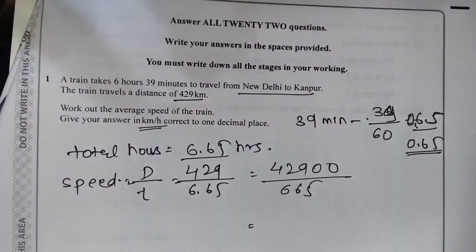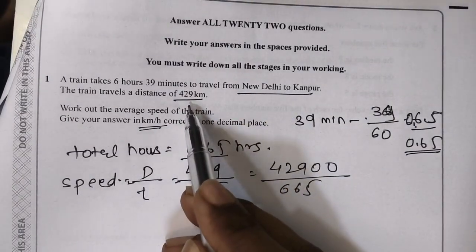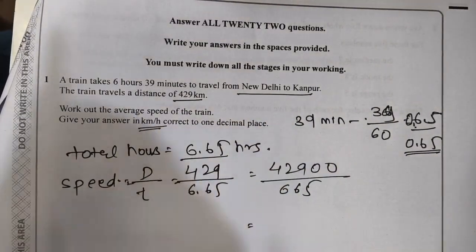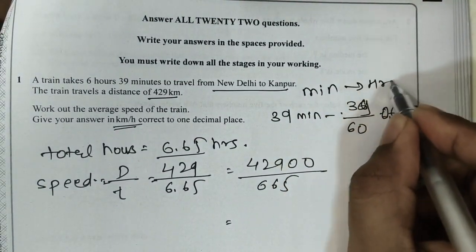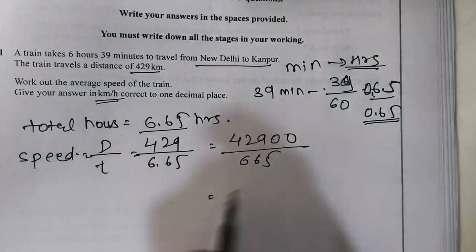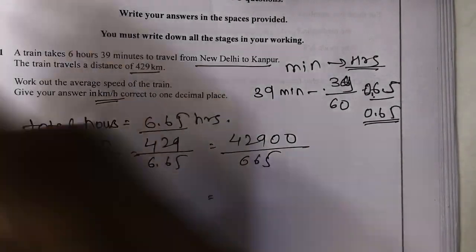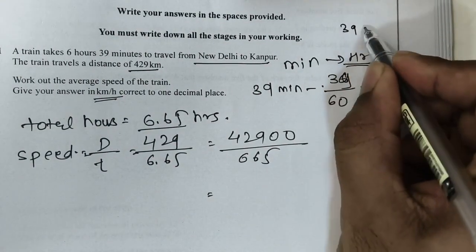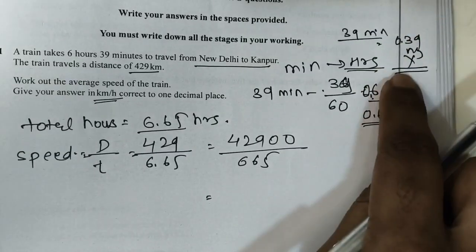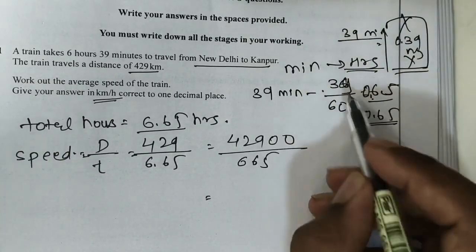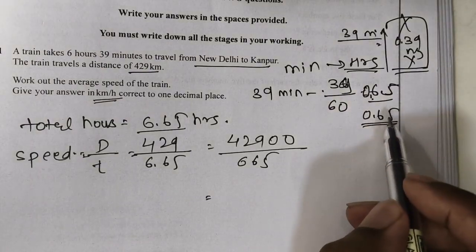The first question is about a man who takes 6 hours 39 minutes to travel from New Delhi to Kanpur. 420 km is the distance, and here the first, very important step is to convert minutes to hours. How to convert that? 39 upon 60, because that is how you convert to hours. Do not write 39 minutes as 0.39 hours. Do not make that mistake. Correct? This is wrong. Convert minutes to hours by 39 upon 60 and then you get 0.65.